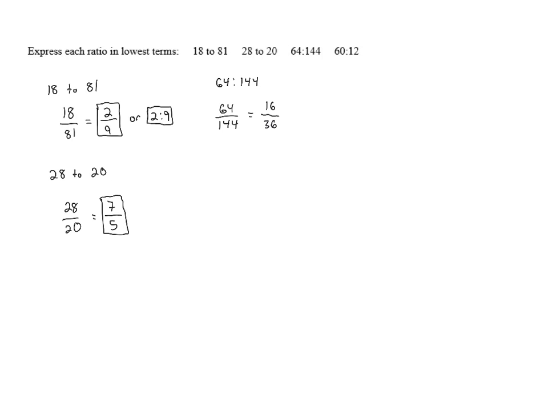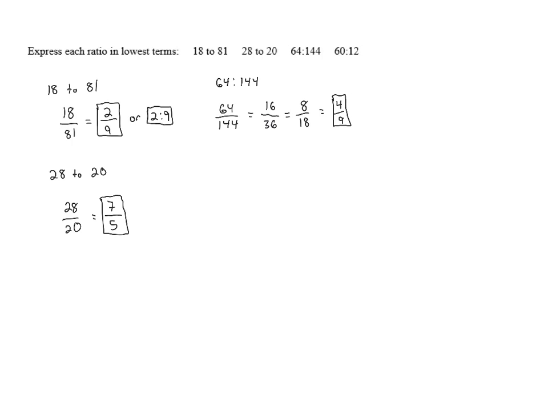I did that in my head by dividing by 2 twice. 144 divided by 2 is 72. Divide that by 2, 36. Then they're both even, so we can divide by 2. 16 divided by 2 is 8. 36 divided by 2 is 18. And still even, we can divide by 2 again. That gives us 4 over 9, which is reduced. So that ratio is 4 to 9.